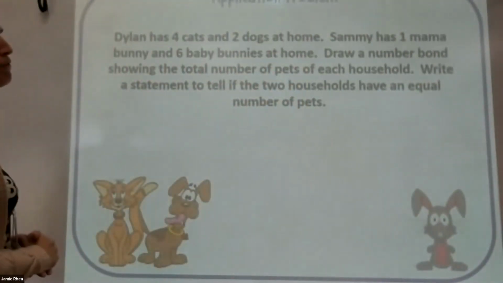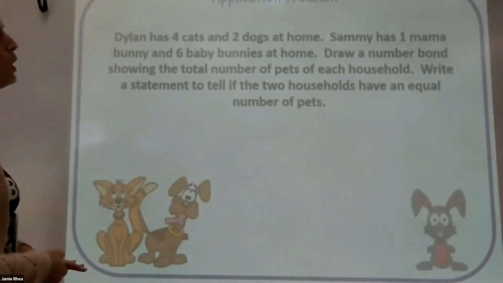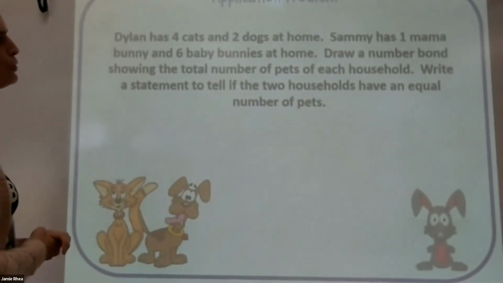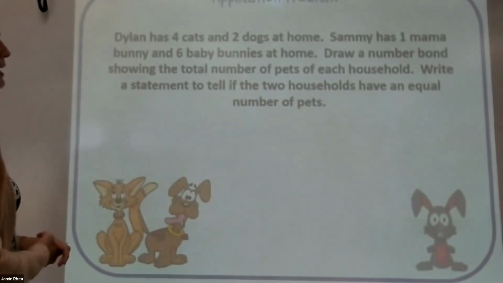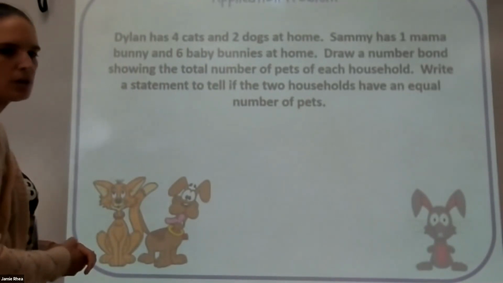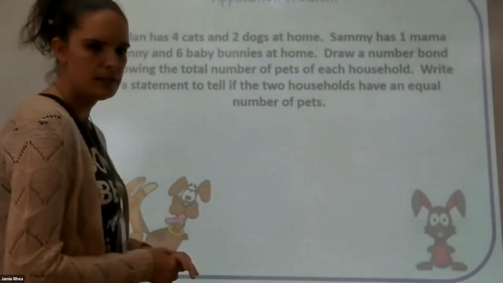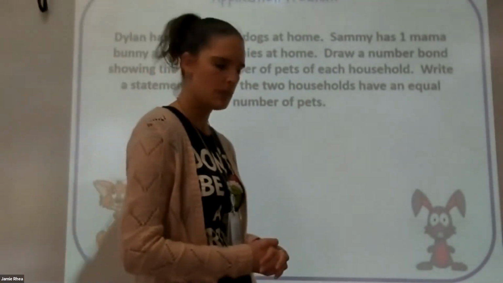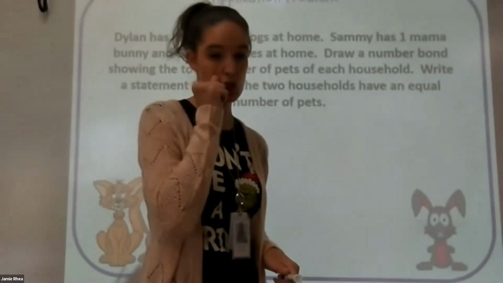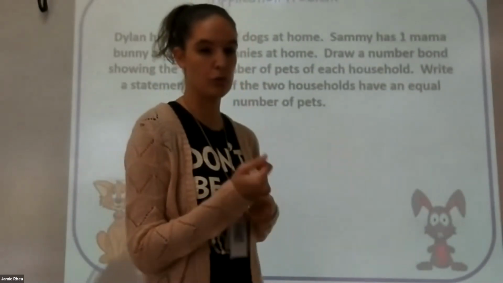Dylan has 4 cats and 2 dogs at home. Sammy has 1 mama bunny and 6 baby bunnies at home. Draw a number bond showing the total number of pets of each household. Write a statement to tell if the 2 households have an equal number of pets. Now, that's a little different than what we have been doing. So let's go back and see what it wants us to do, and then we'll solve for clues, okay?